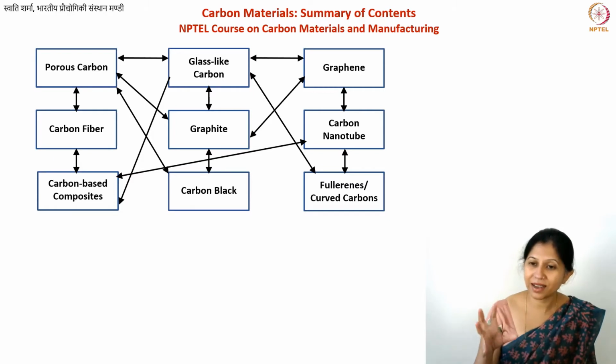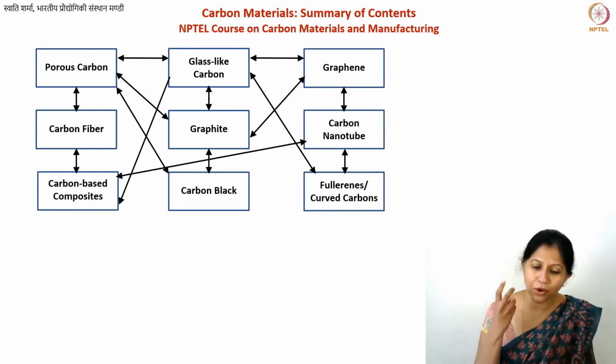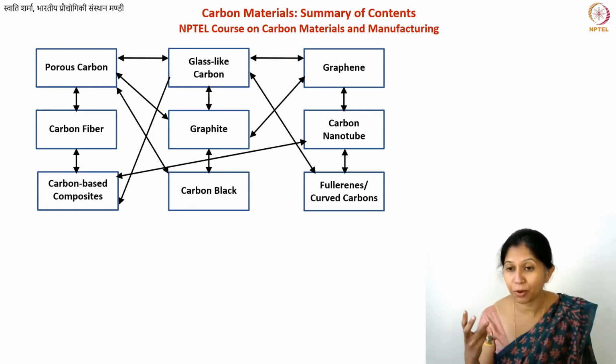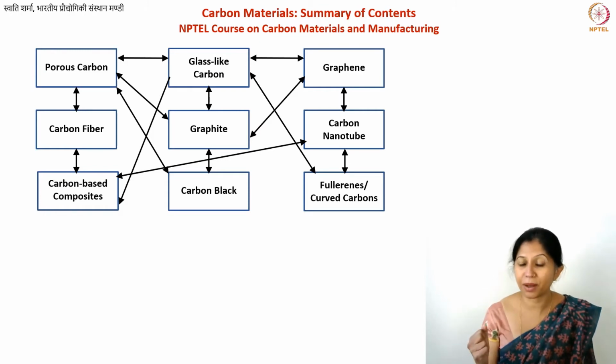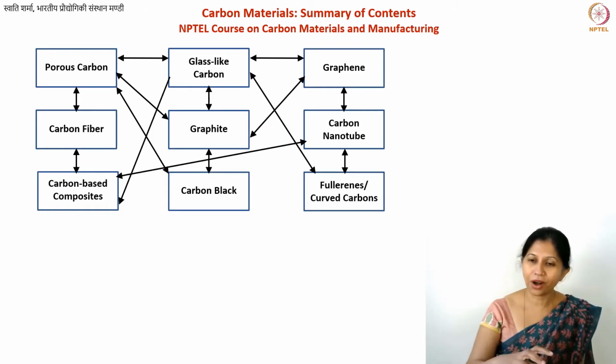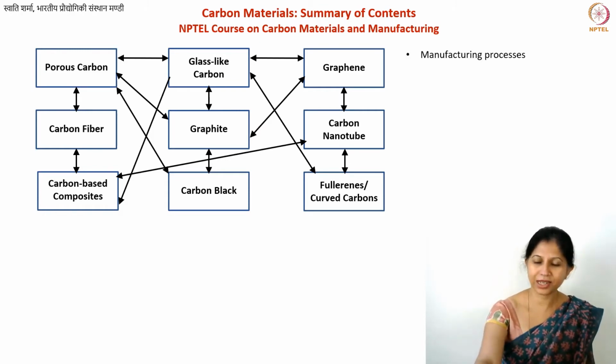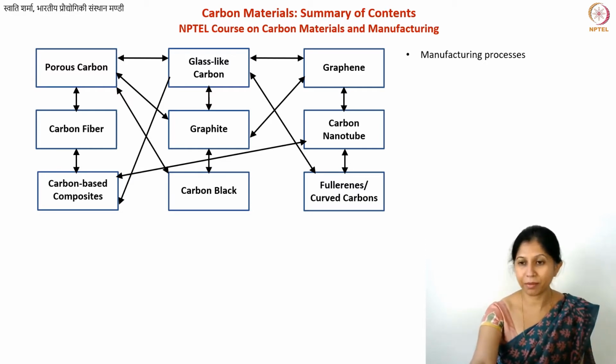So there are all these carbon materials. They are connected both in terms of microstructure and property, and also in terms of application sometimes. So all these carbon materials are connected. So let's see what we have learned. Number one, the manufacturing processes.